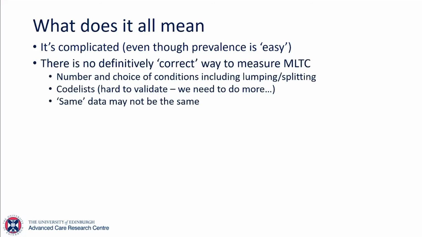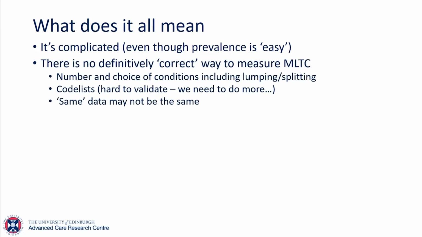I don't think there's any definitively correct way to measure multiple long-term conditions, and I don't think in my lifetime we're going to be in a situation where we can say this is definitely how you should do it. What we're talking about is all of life, and all of life is too complex to really make simple. But there are a number of decisions that we all have to make, which are the same decisions. Which conditions, how many conditions, how are you going to lump them, how are you going to split them? What we can do about code lists, and that's definitely improvable, and doing stuff together would improve it.